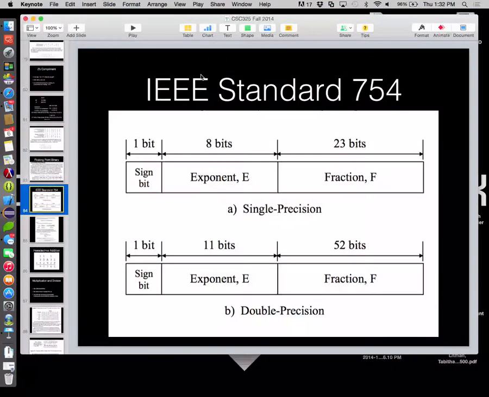So we have this IEEE standard called 754. IEEE is one of the major standardizing bodies for computing. We've probably heard of 802.11 A, B, G, N.